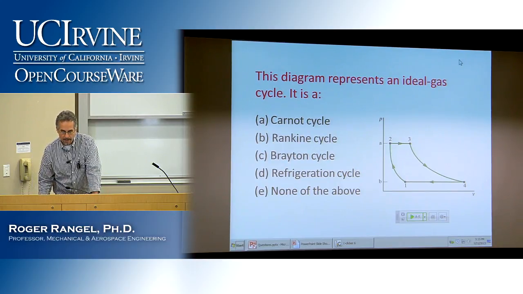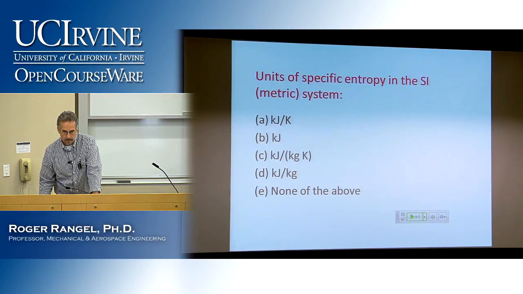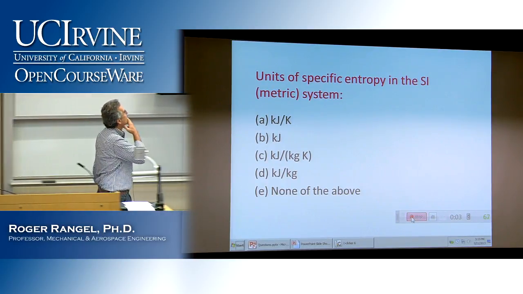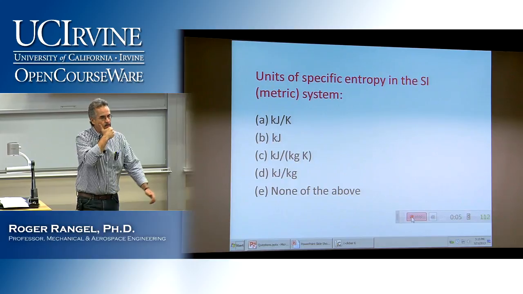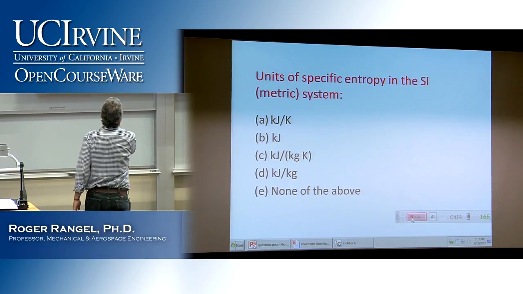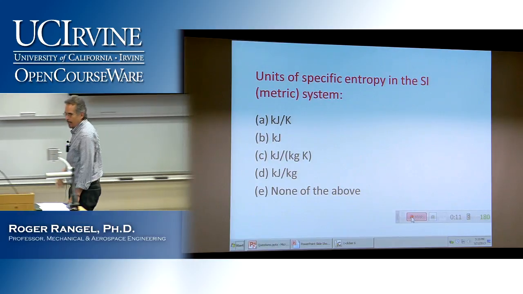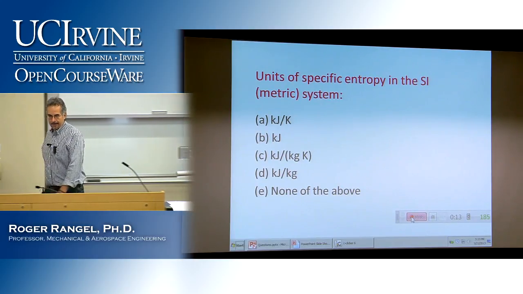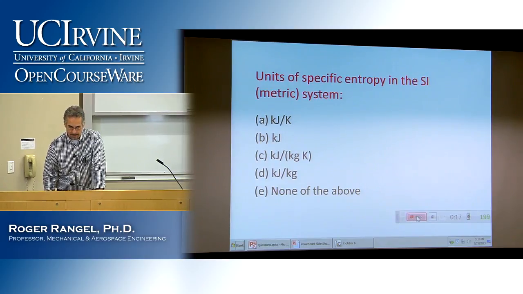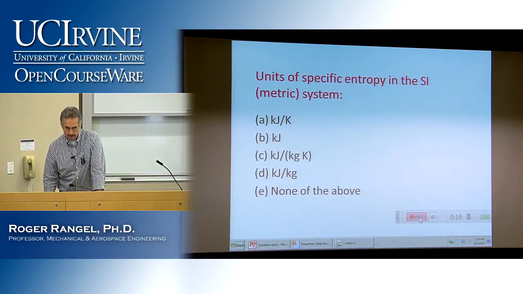Okay, and the last one, I think, is an easy one. What are the units of specific entropy in SI? Kilojoules per Kelvin, kilojoules, kilojoules per kilogram Kelvin, kilojoules per kilogram, or none of the above? All right, 5, 4, 3, 2, 1.